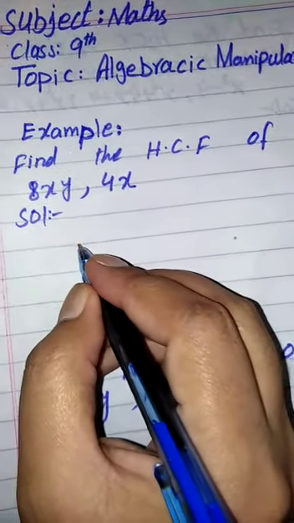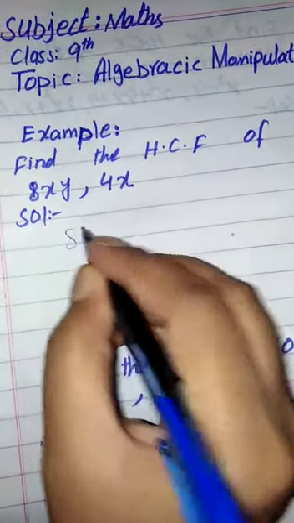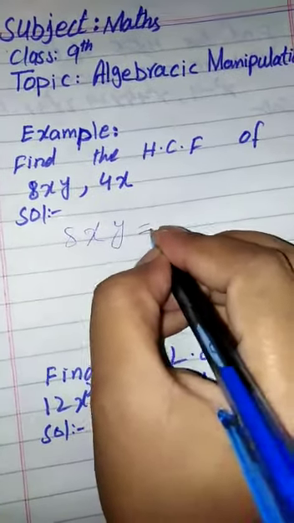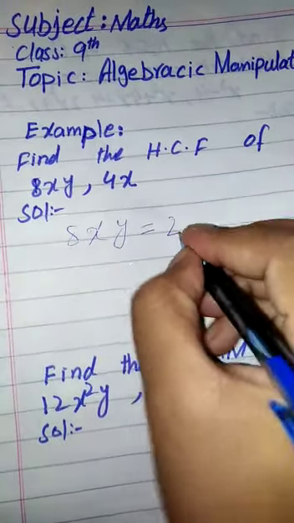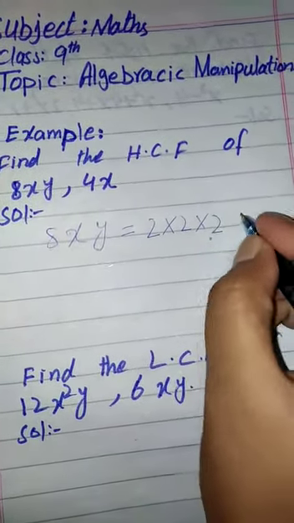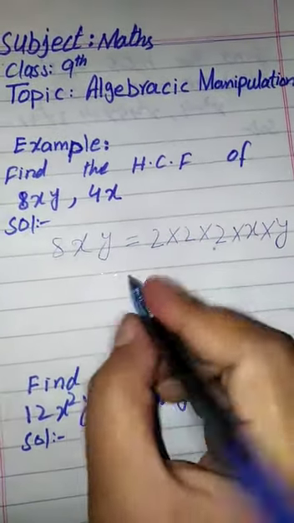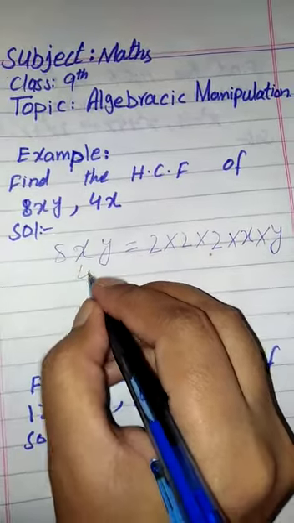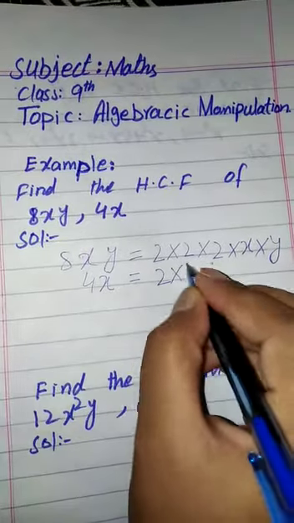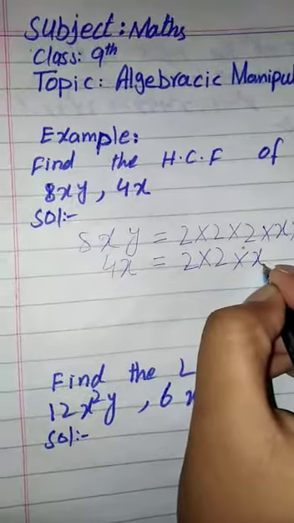First of all, we will find the factors of 8xy and 4x. 8xy is equal to, the factors of 8 are 2 multiplied by 2 multiplied by 2, multiplied by x multiplied by y. The next one is 4x. The factors of 4 are 2 multiplied by 2. 2 2s are 4, multiplied by x.